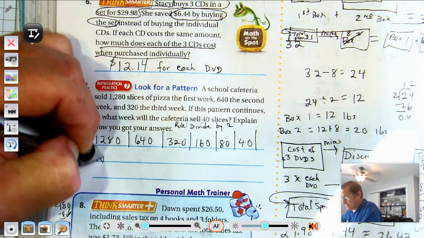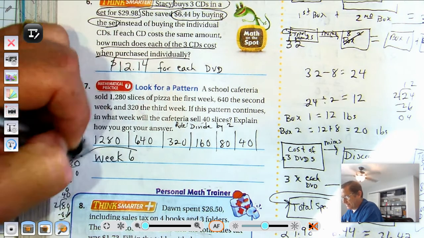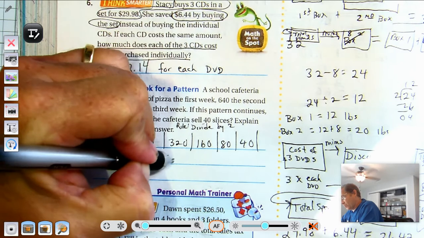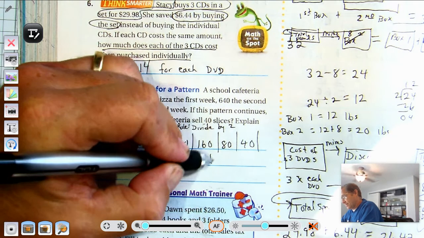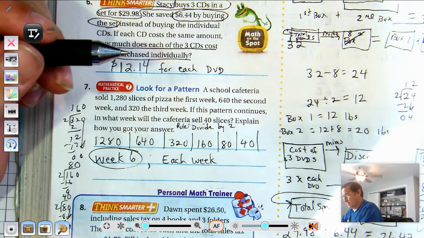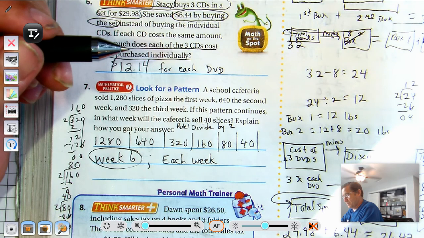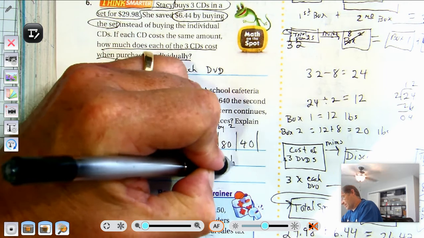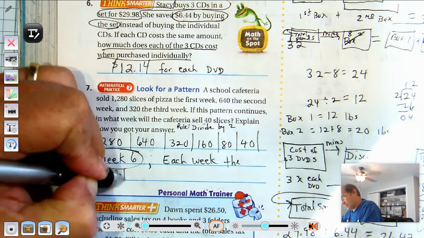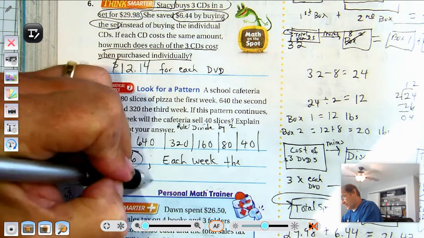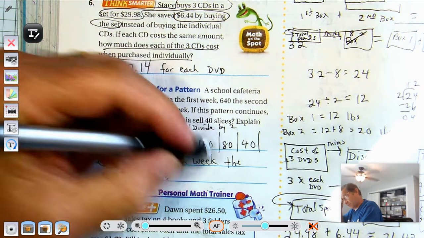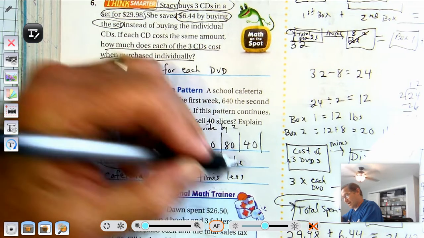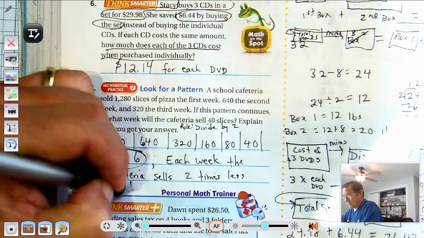Week 6. Each week the cafeteria sells 2 times less than the previous week.